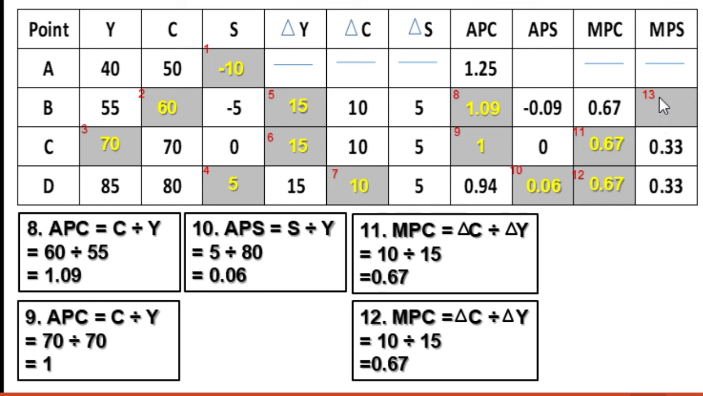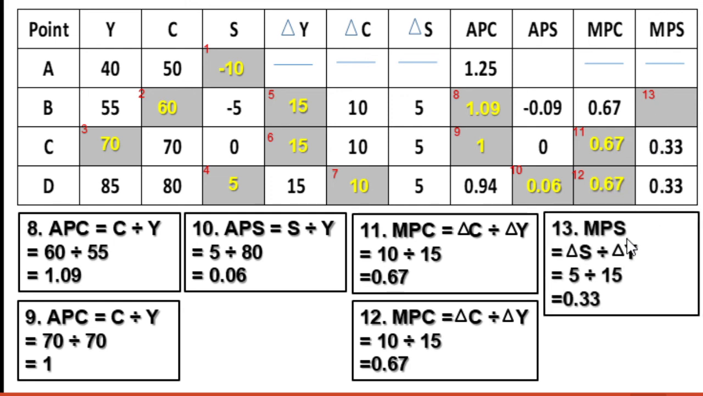For number 13, we have the missing MPS. To get the MPS, change in savings divided by the change in income. So we have the change in savings and the change in income. So 5 divided by 15 is equals to 0.33.